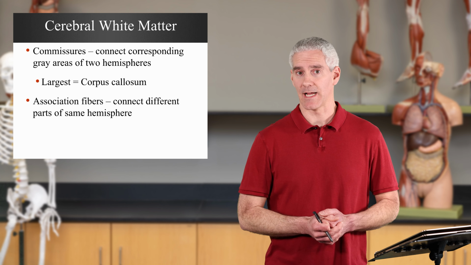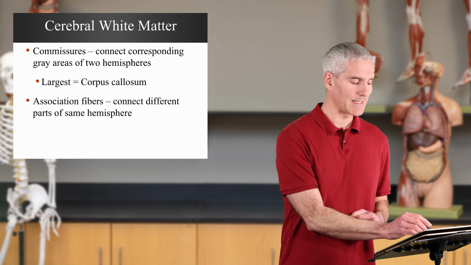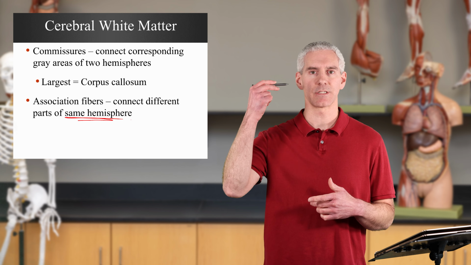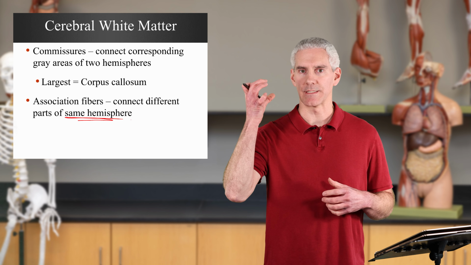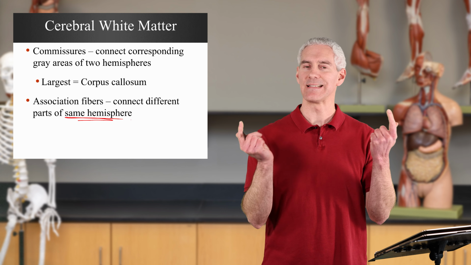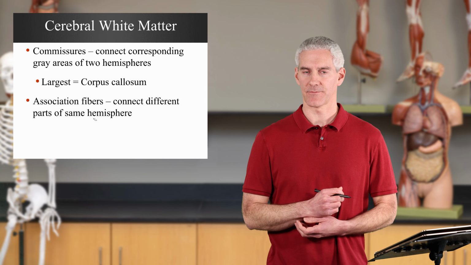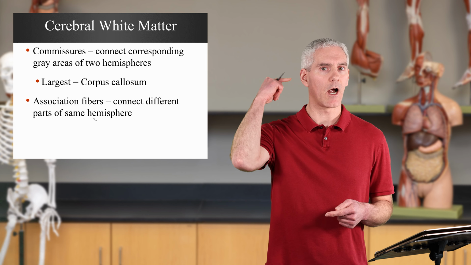We have association fibers. These association fibers are connecting the same hemisphere. That means they're connecting from the anterior to the middle, or the middle to the posterior, but they're staying within the right or within the left. They're not going across. So these are going to be association fibers. Commissural, across; association, within.